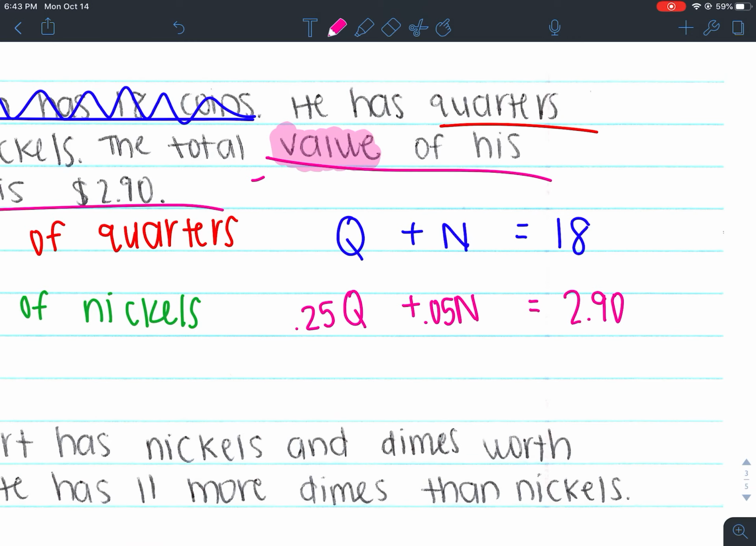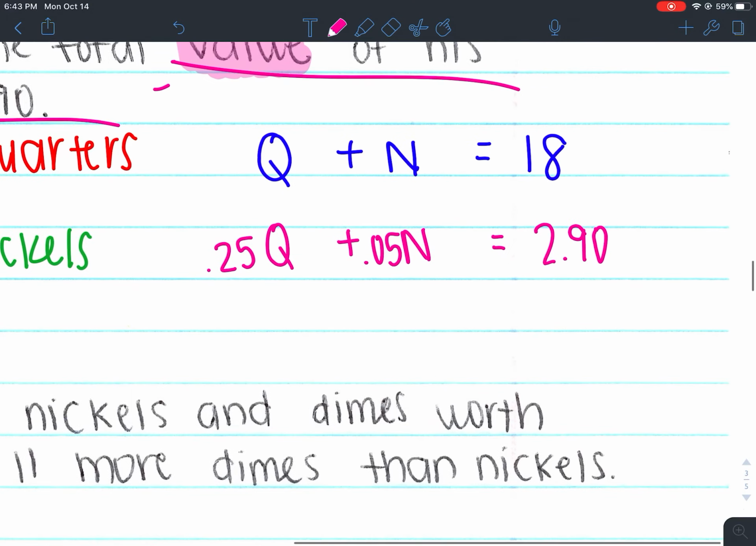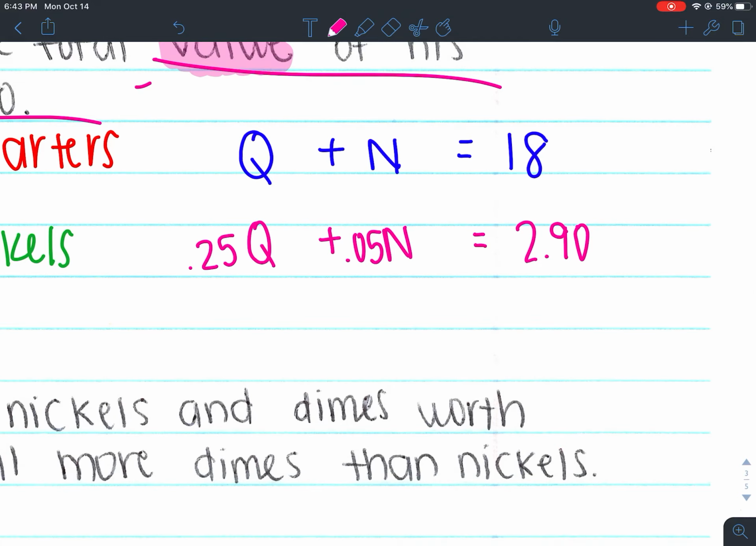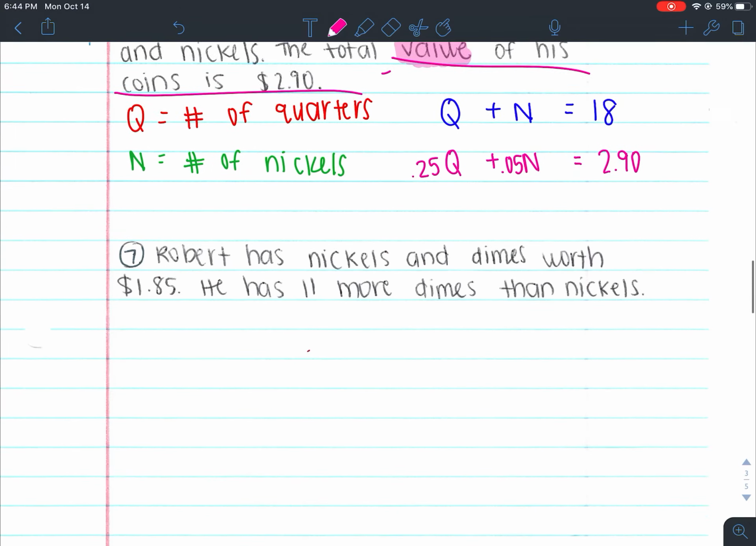So really, this problem is pretty hard to get wrong. The part that we struggle on is sometimes this part. Sometimes we struggle on that easy part at the very beginning because we just kind of forget about it because it's so easy. This second part we struggle with, and the common mistake is that you either just put Q plus N equals 2.90, or you forget how much a nickel and a quarter is worth. So make sure you understand how much coins are worth. Quarters are worth 25 cents, nickels are worth 5 cents.